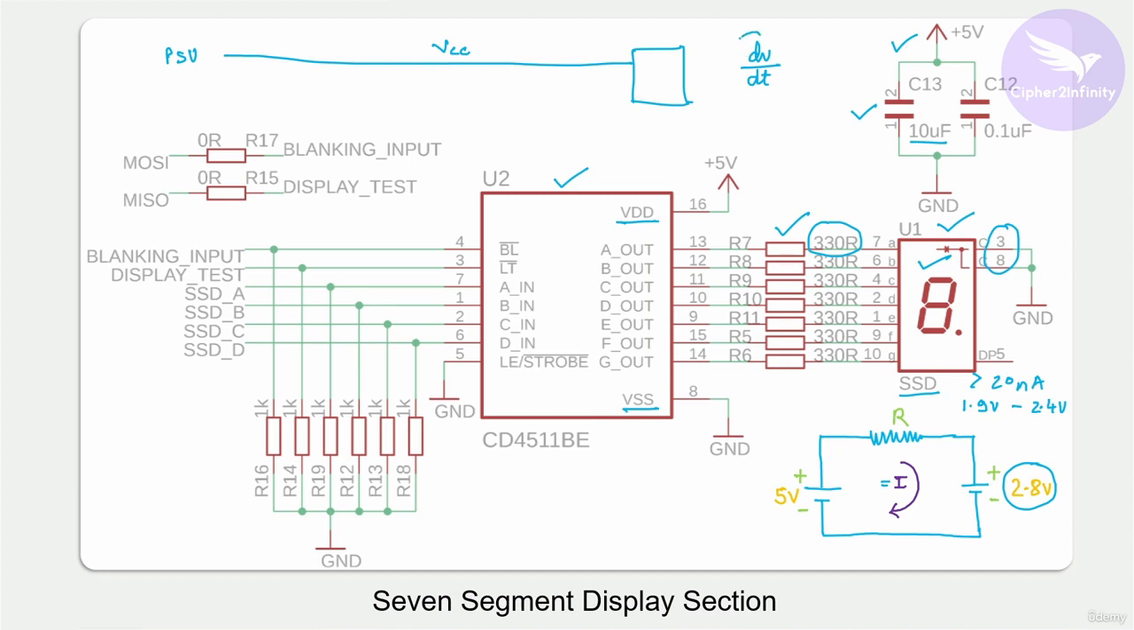It will be responsible for handling the dV by dt, and you need to connect this particular capacitor only when the distance between the PSU and this IC is too long. Otherwise, without this capacitor also, this circuitry will work.